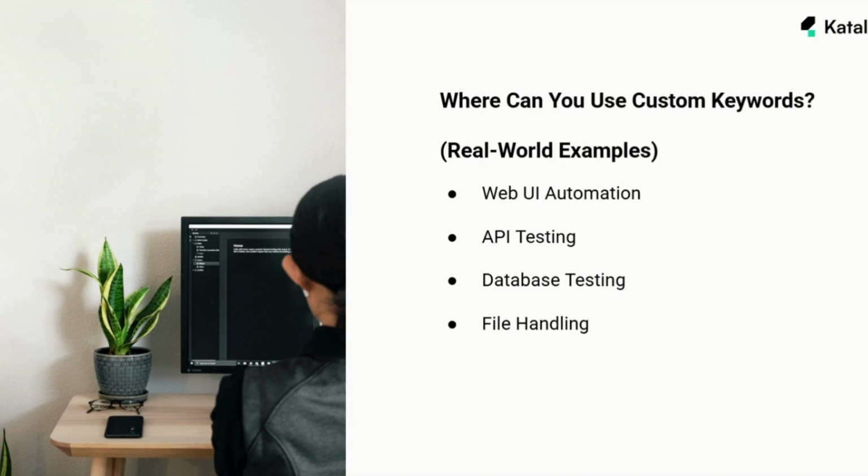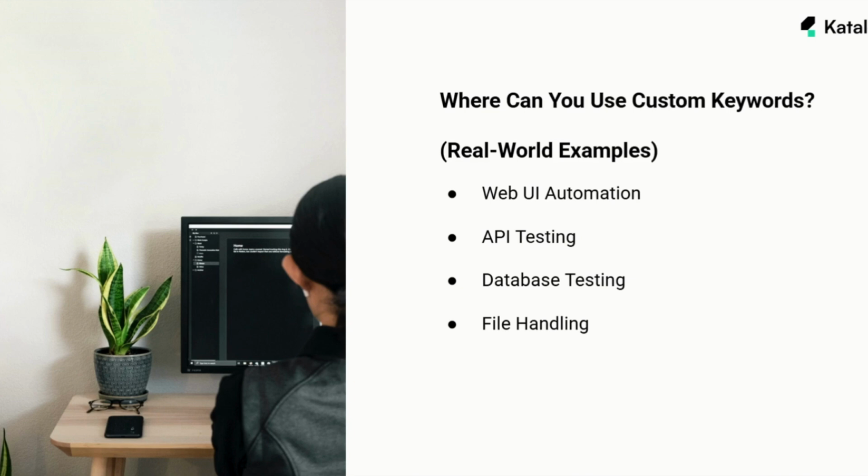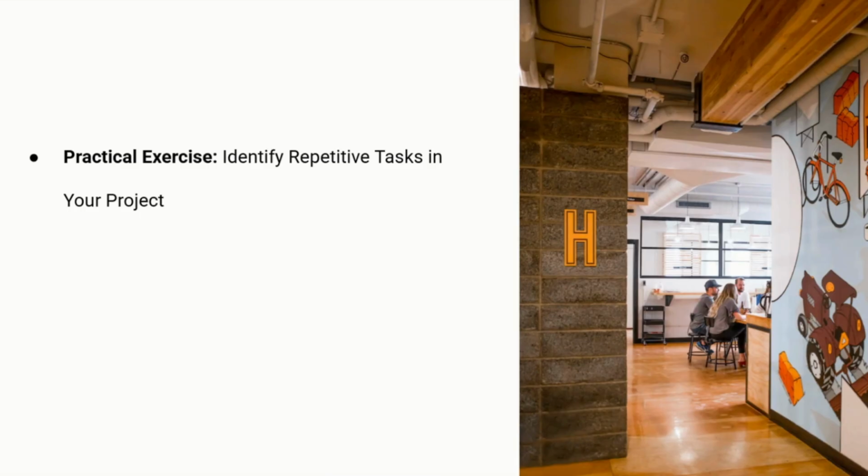And the next is file handling. For example, instead of manually creating test data files, we can create a custom keyword generate test data file. This automatically generates files needed for the test case. This was just a high level overview of how custom keywords can be used. In the coming chapters, we will learn step by step how to create custom keywords from scratch and implement them in real test cases.